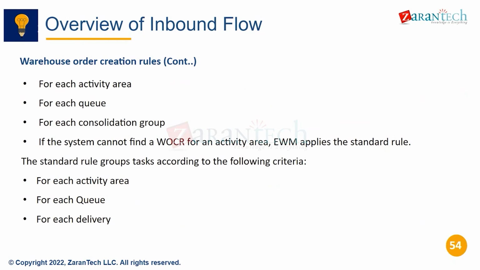You can see the queues, activity areas, consolidation groups. As I was explaining at the very initial stage, based on the activity area, your warehouse orders will be created and the queues will be assigned to that particular warehouse order. And the warehouse tasks created under that warehouse order will be assigned to the particular operator or user in the warehouse to perform that activity. You can see the activity area is used, and based on that you create the warehouse order for the areas within that particular activity area.